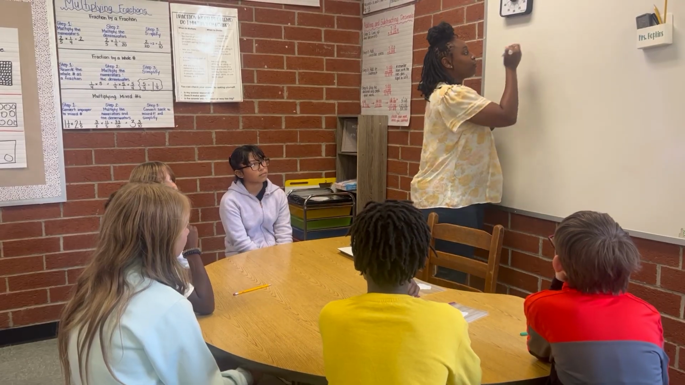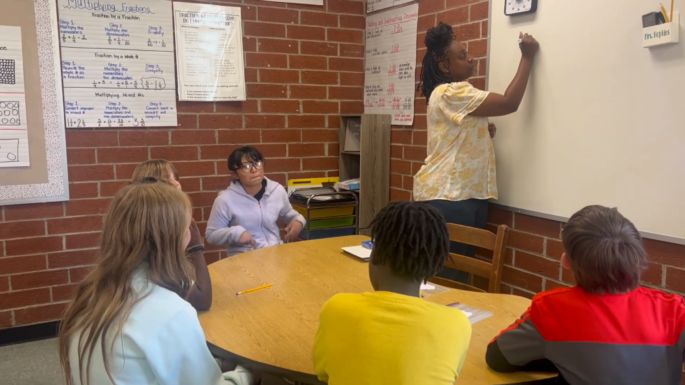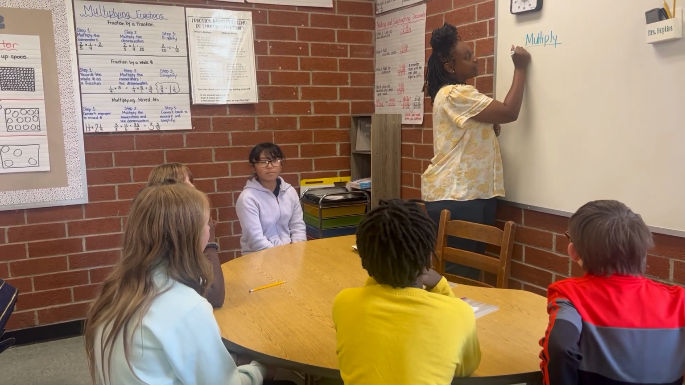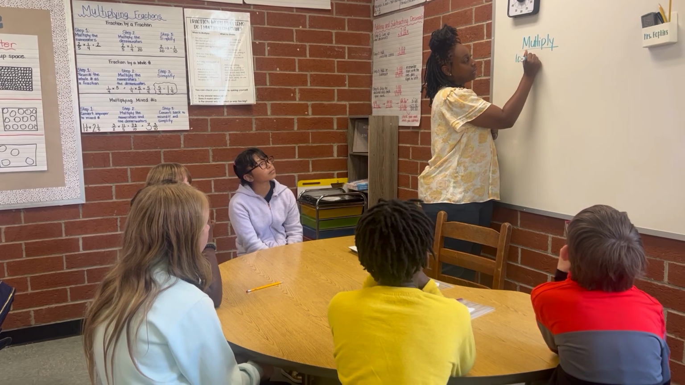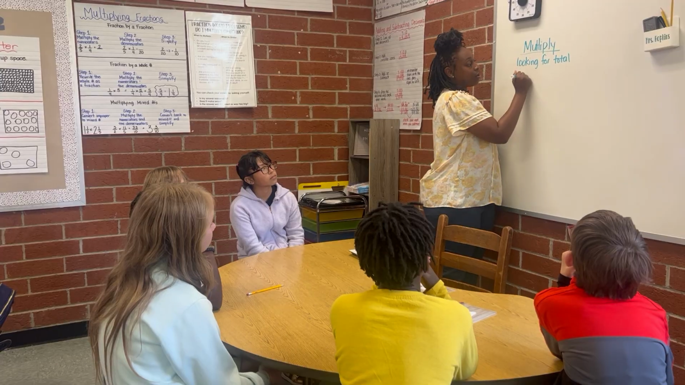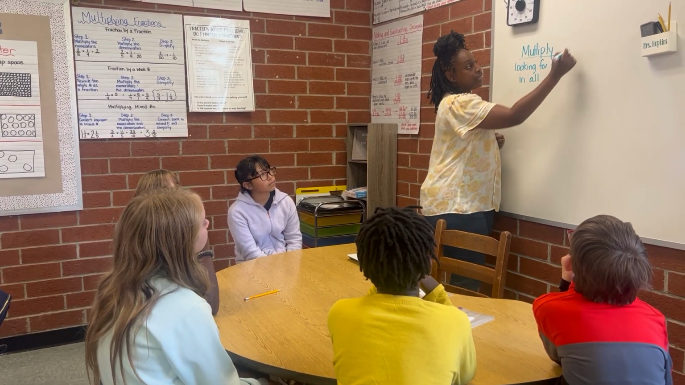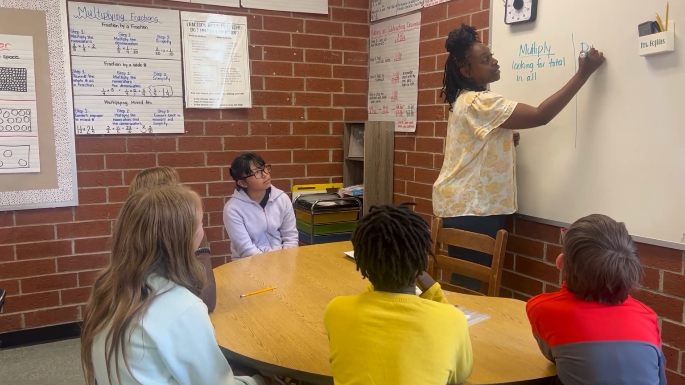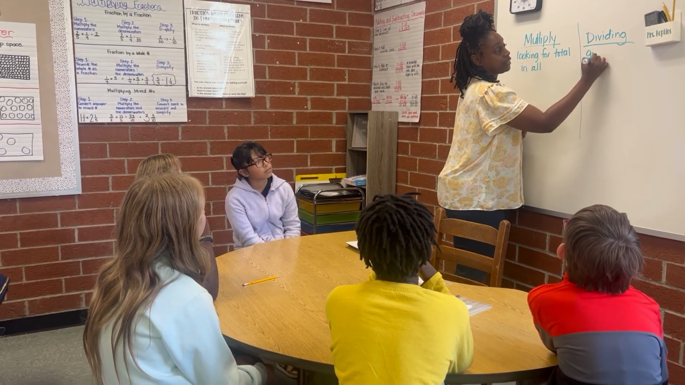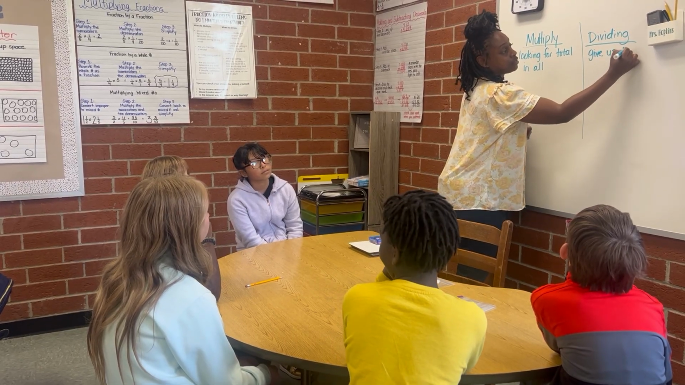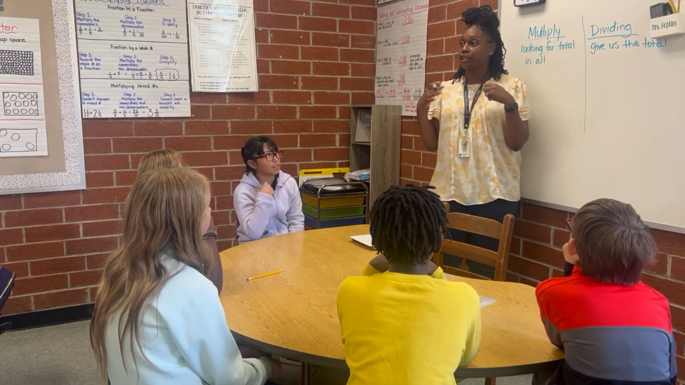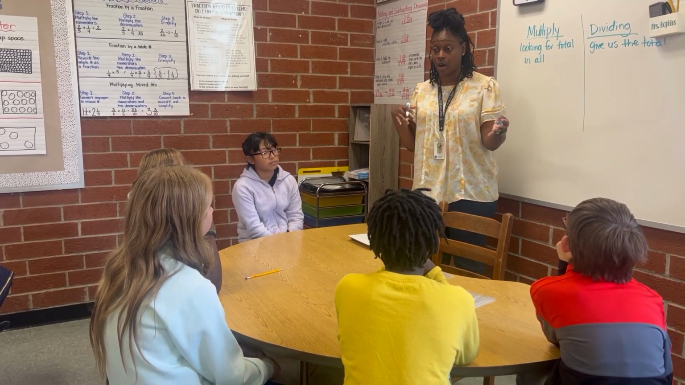So let's look. When we multiply whole numbers, we are looking for the total, okay? Looking for a total. Or they may say in all, or all together. Now when we are dividing, we're not looking for the total. They give us the total, and so we're trying to figure out how much does one cost or how much does each cost, okay?